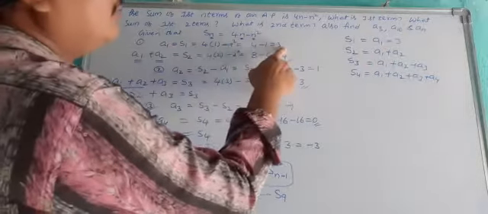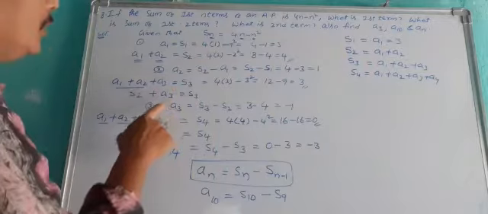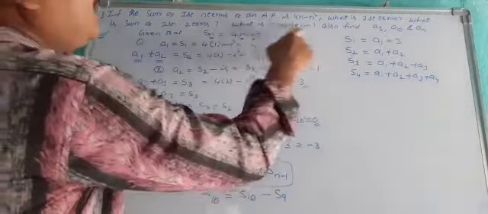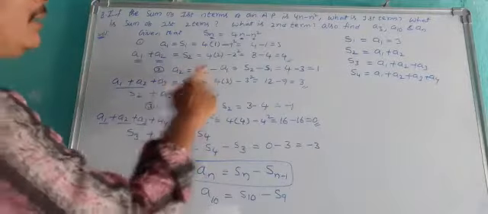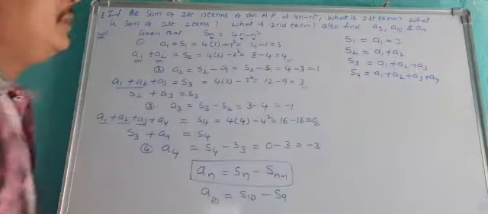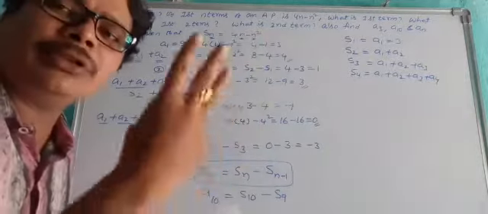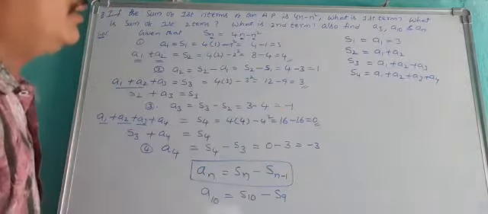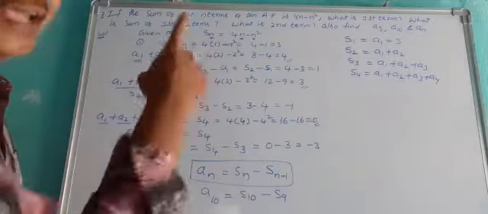First term equal to 3. What is the sum of first two terms? That means S2. S2 equal to how much? 4, already we found. What is the second term? A2 equal to 1. Already found it. And A3 means third term, already we found it. That is minus 1. We have to find out A10 and An also.